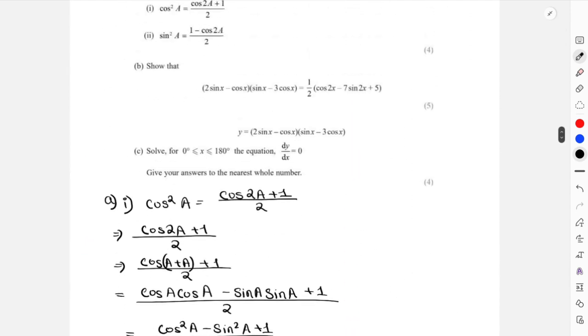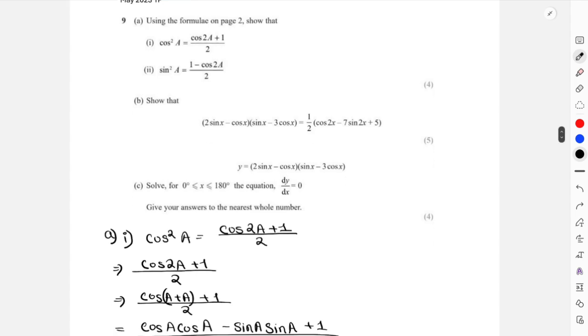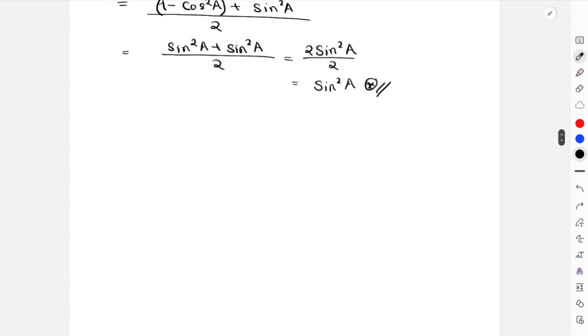After that, you have to show that (2 sin x minus cos x)(sin x minus 3 cos x) can be written in this format. Okay, doable. Let's start with 2 sin x minus cos x, and then sin x minus 3 cos x. So we'll just multiply them.